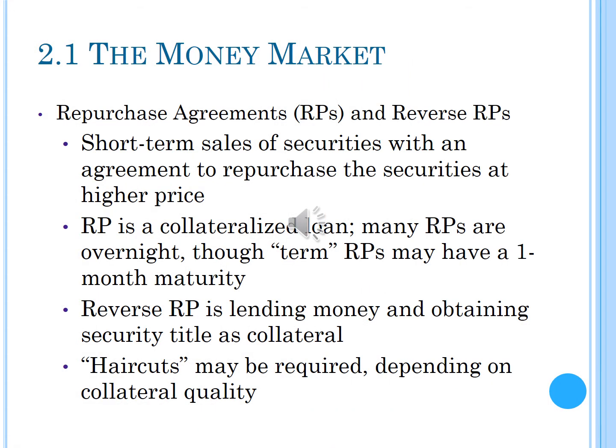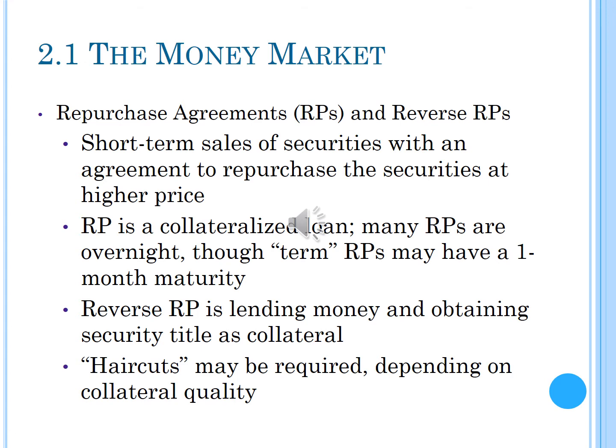We also have repurchase agreements. These are basically short-term sales of government securities with an agreement to repurchase these securities at a higher price. Dealers in government securities use repurchase agreements, also called repos or RPs, as a form of short-term, usually overnight borrowing. The dealer sells securities to an investor on an overnight basis with an agreement to buy back those securities the next day at a slightly higher price.